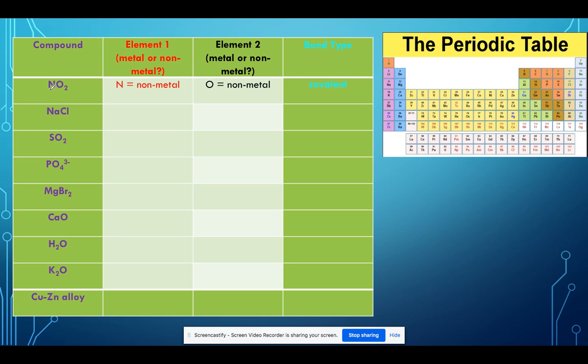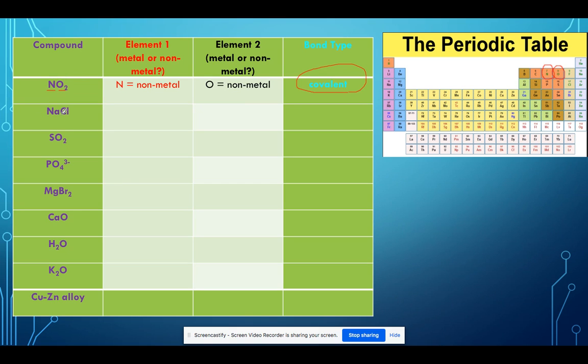First we want to identify what are the two elements in our compound. In this example, we have N and we have O, right? Then we want to figure out where N and O fall on our periodic table. Let's look at it. I see N right here and I see O right here. Both of these elements are in the nonmetal group, as I mentioned in the previous slide. N is a nonmetal and O is a nonmetal. That means that this is a covalent bond.